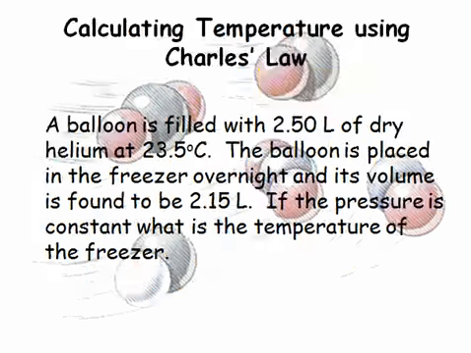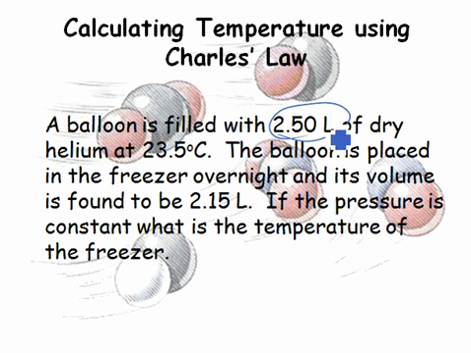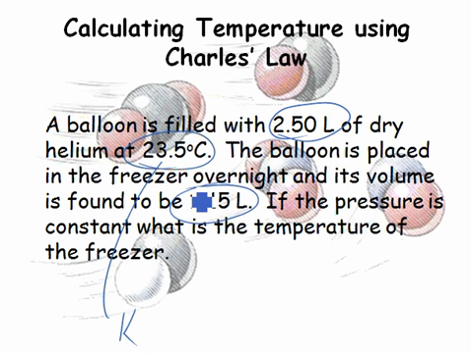So another example, you may want to pause right here and try this one to see if you can get the right answer. You have 2.5 liters, so that's your volume, dry helium. Your initial temperature is 23.5 degrees Celsius. Don't forget to convert that to Kelvin. The balloon is placed in the freezer overnight and its volume is found to be 2.15 liters. If the pressure is constant, that's key, then what is the temperature of the freezer?